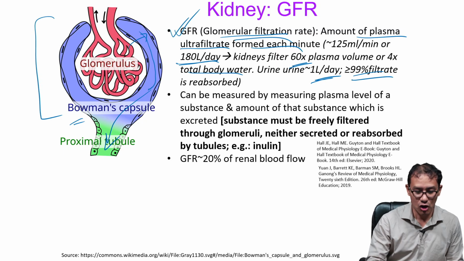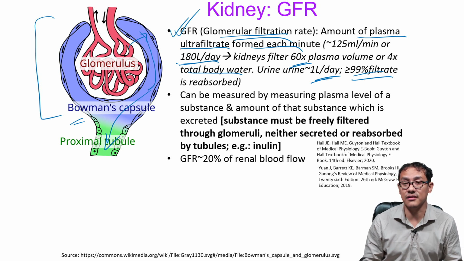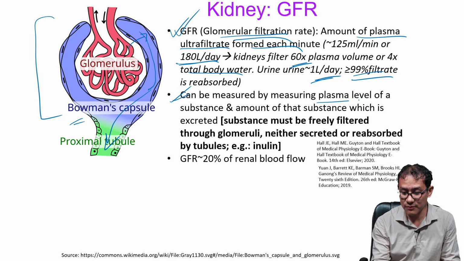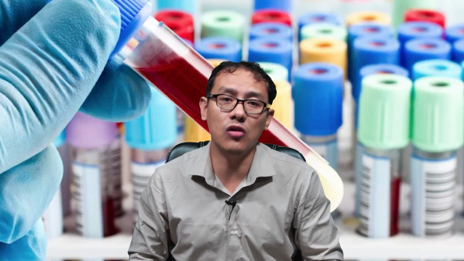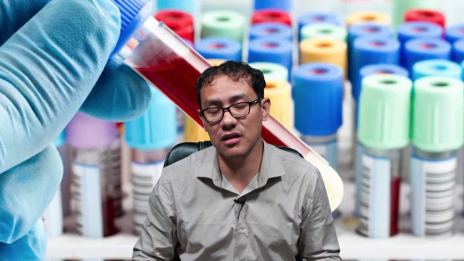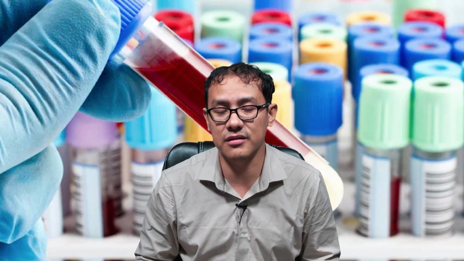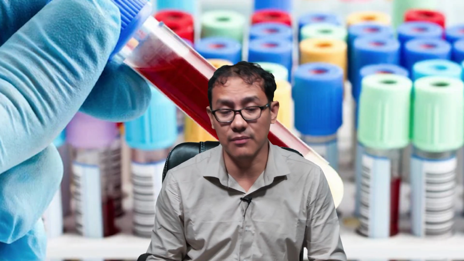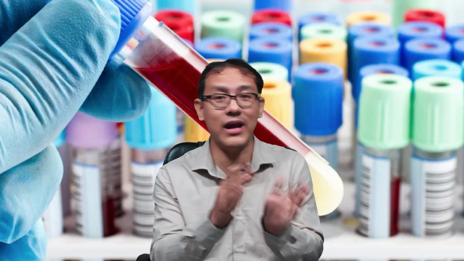Measuring GFR is very important because it helps you assess renal function. This can be done by measuring the plasma level of a substance and the amount of the substance excreted in the urine. By measuring how much is excreted in the urine and how much is present in the plasma, you can measure the GFR. For example, inulin is a substance which is freely filtered through the glomeruli into the Bowman space, and is not absorbed or excreted by the tubules.